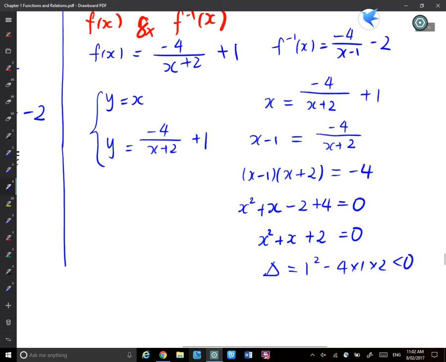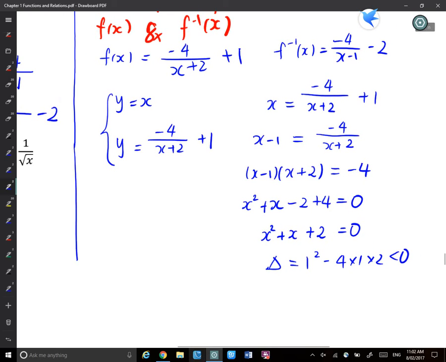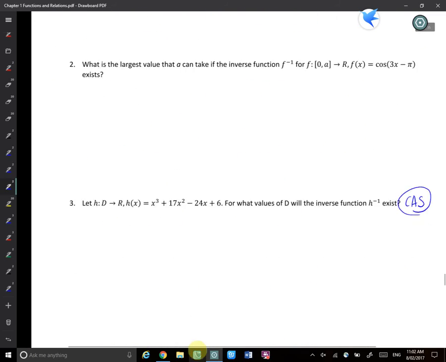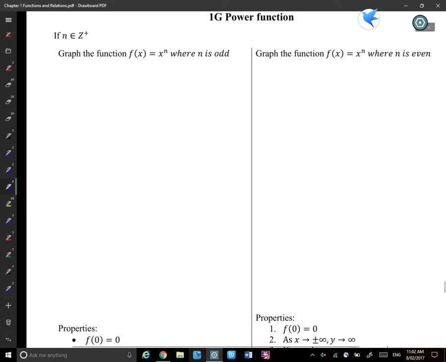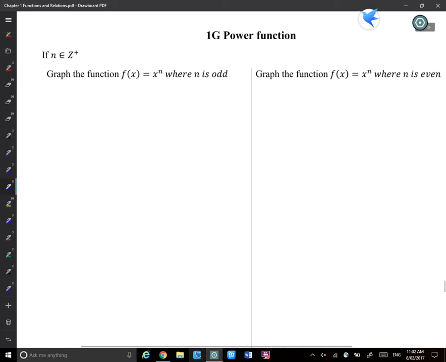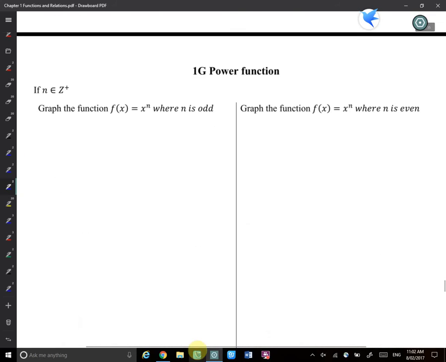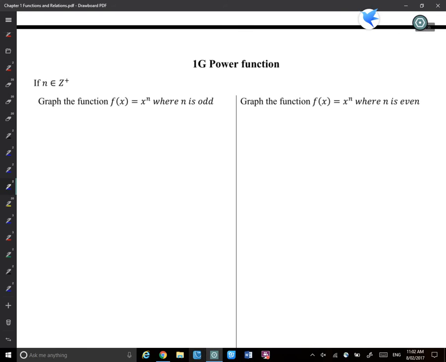Okay, now let's move on to power functions. Page 30. I'll do a little bit of revision here. If you can remember, that's from chapter 6 from the Year 11 book. I'm doing a little bit of revision here.